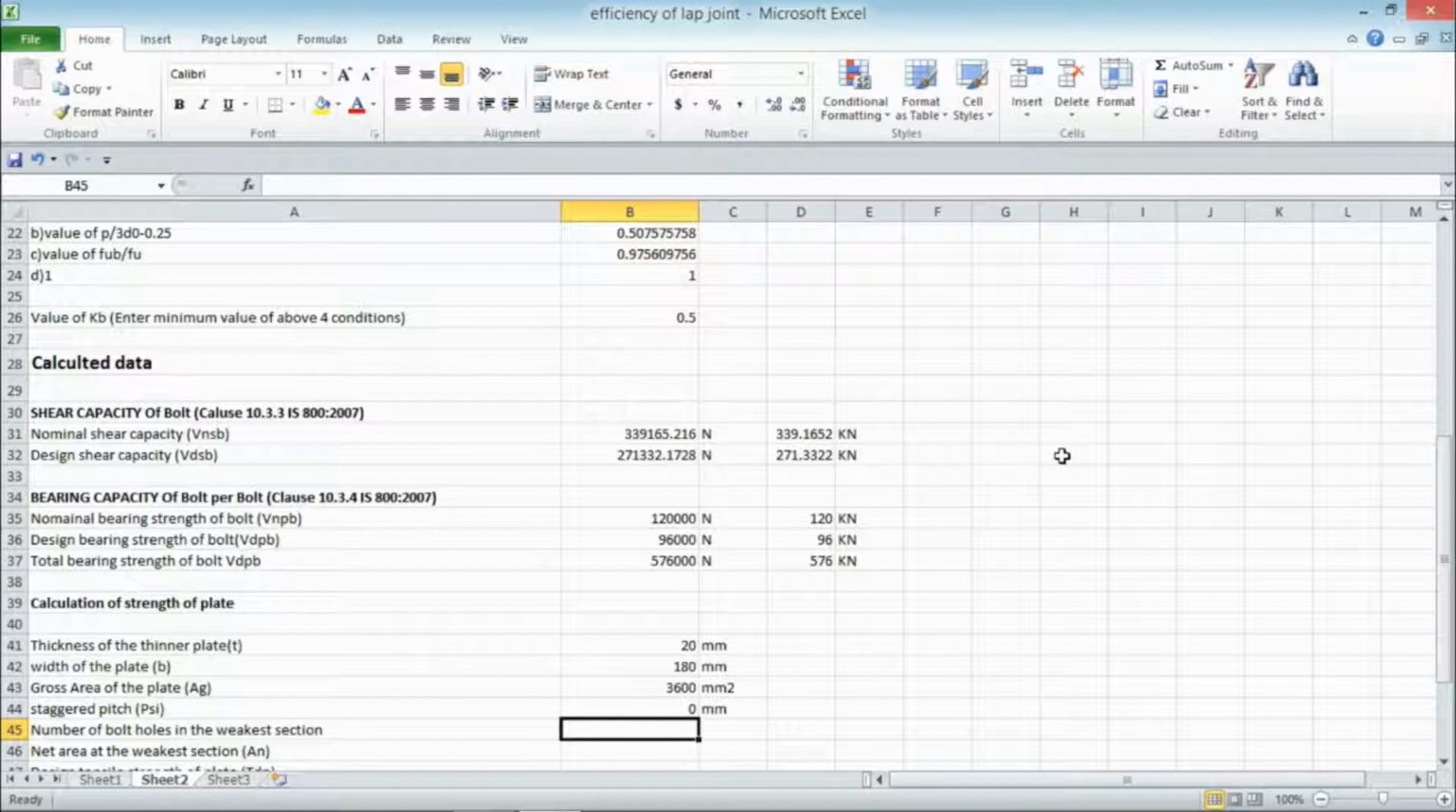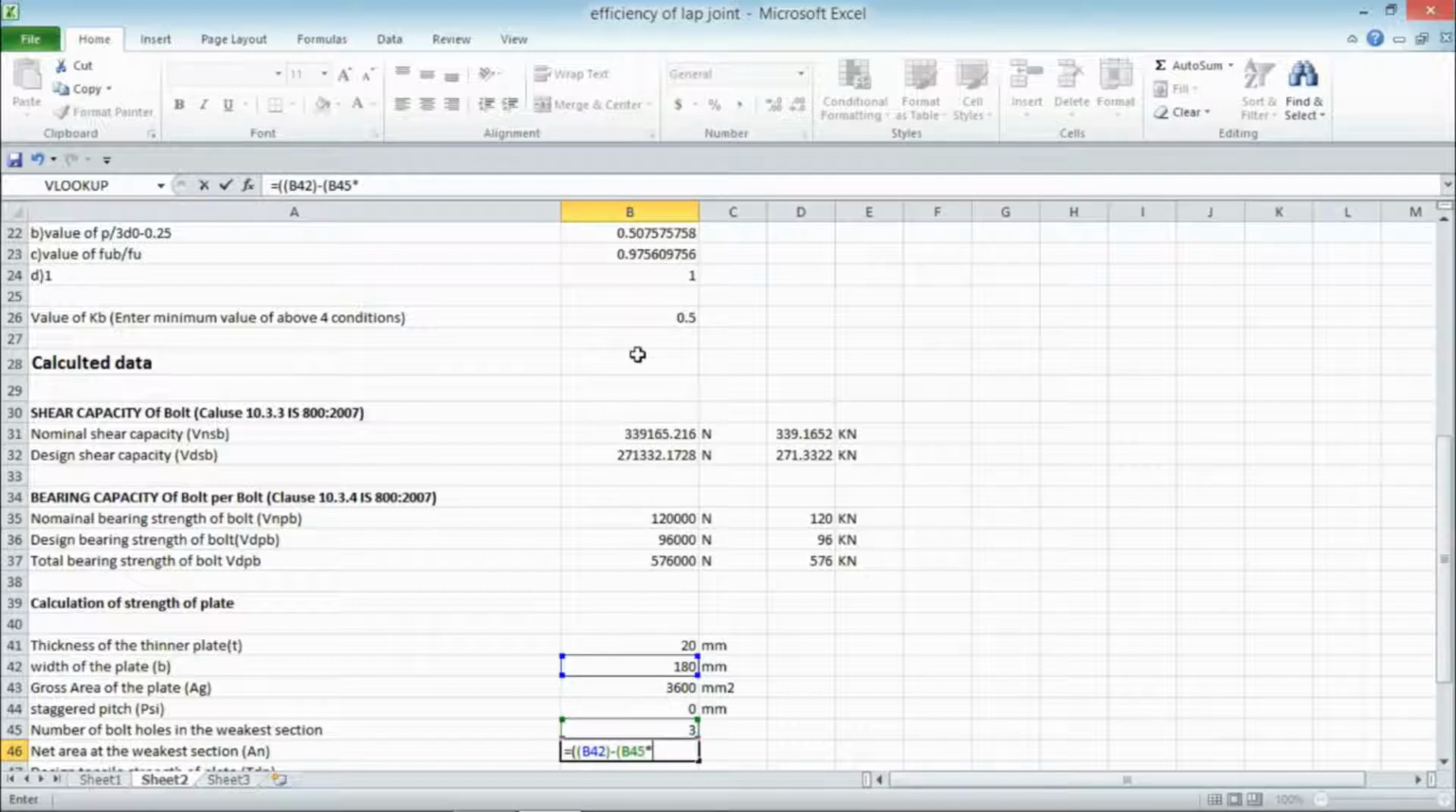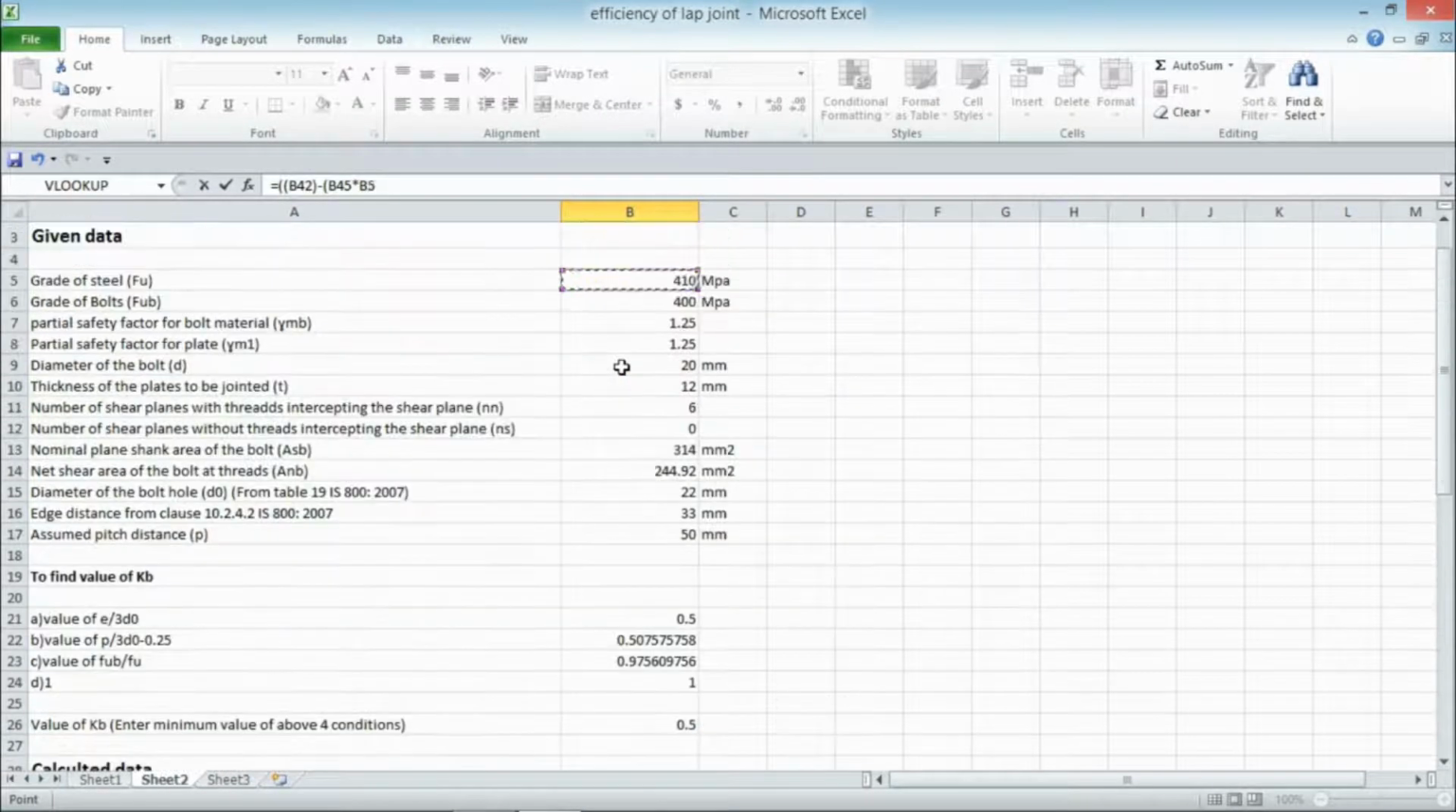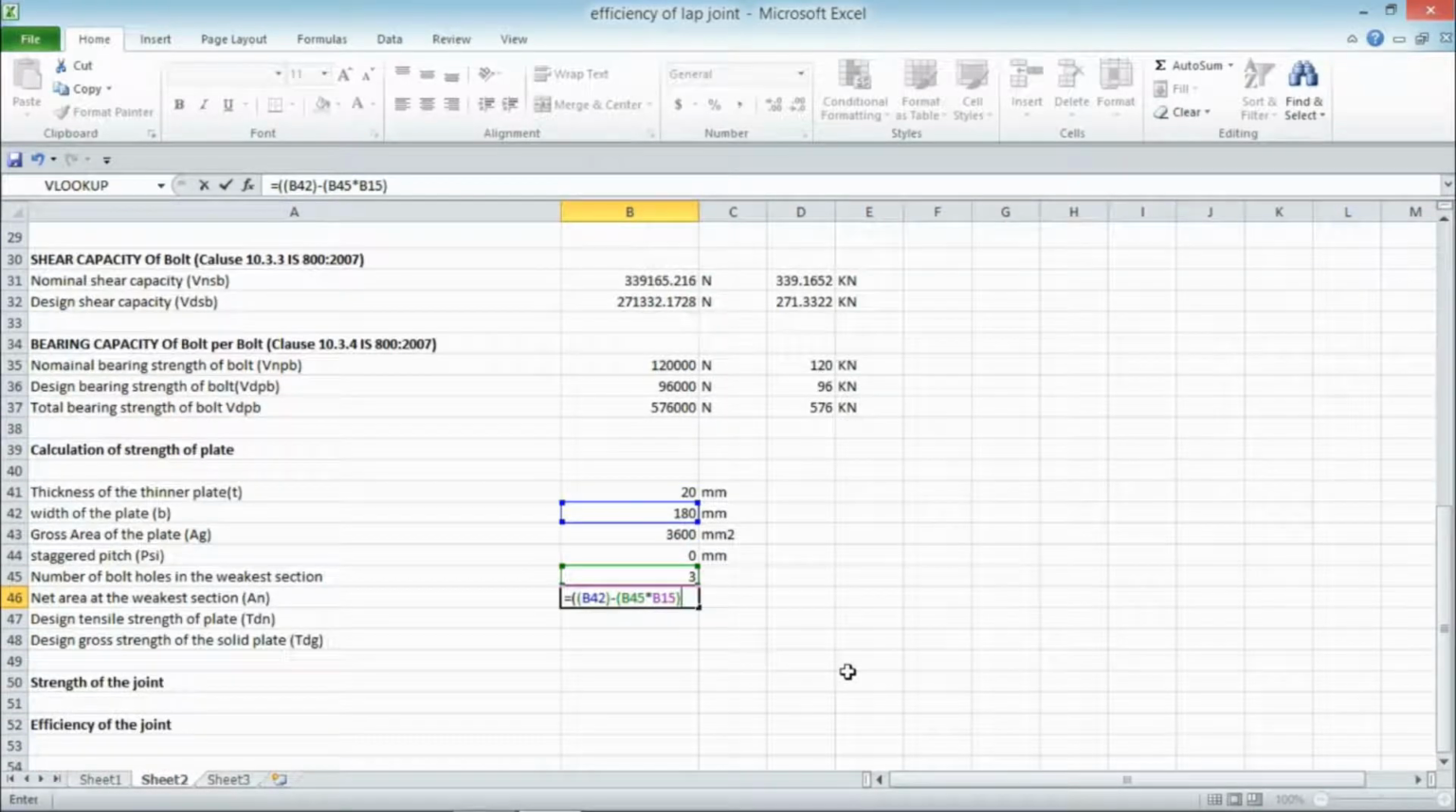After writing staggered pitch value as 0, we will calculate the number of bolt holes in the weakest section. Generally, if we consider a solid plate with holes in it, the portion where the holes are present is considered the weakest section. Therefore, the portion with the most number of holes is taken as the weakest section in case of a plate. In the given problem, we have 3 bolts connected in a single line, so the number of bolts in that weakest section is taken as 3.